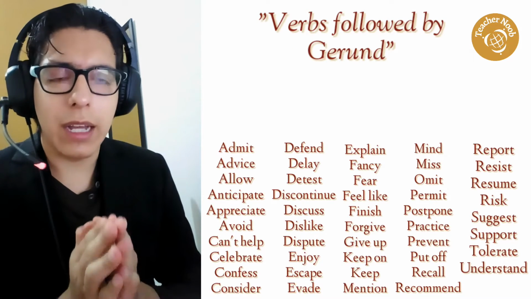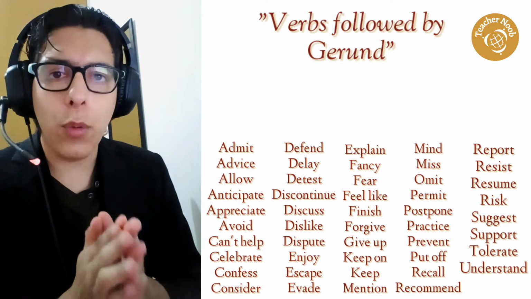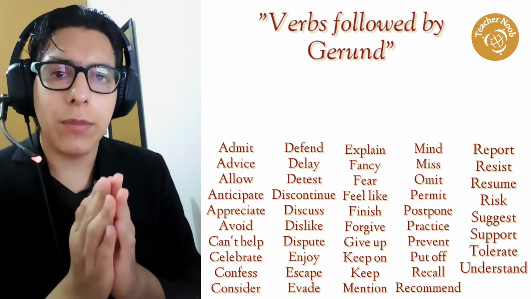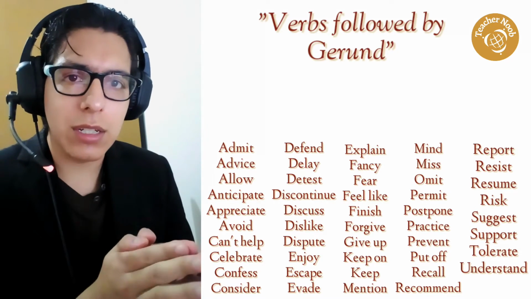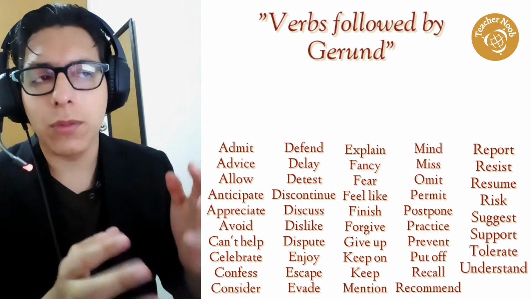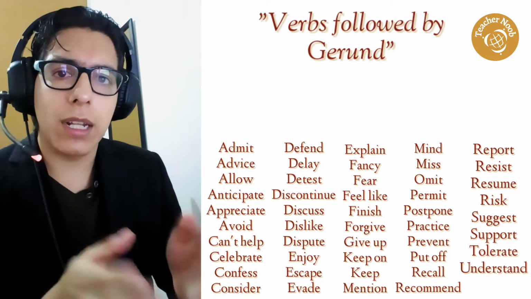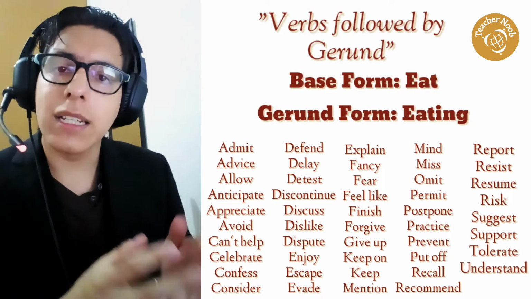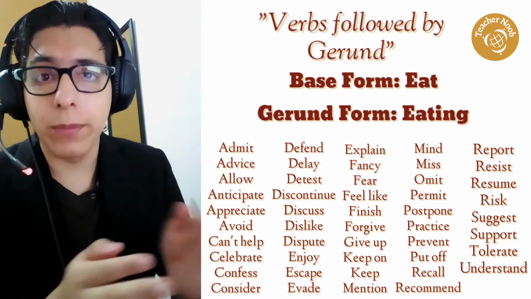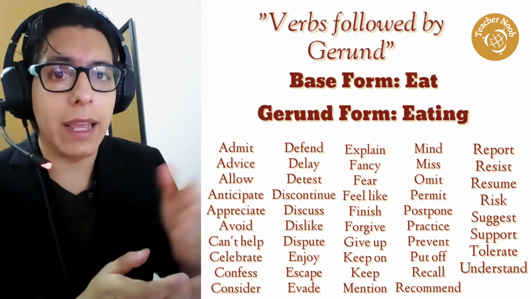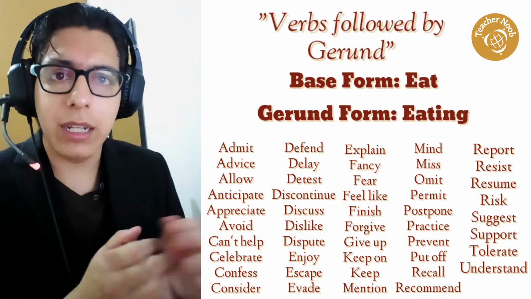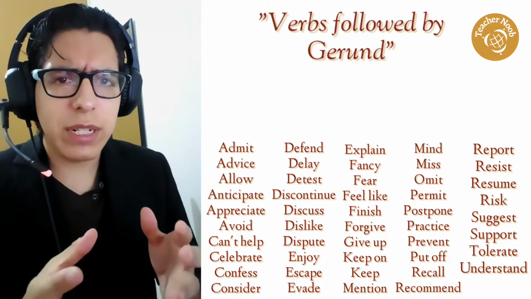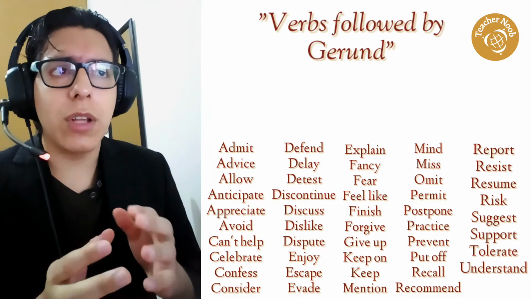Here, next to me, I am showing you a list of all the verbs that you are going to use when you are talking about verbs followed by ing, or in this case, the correct way to call it is verbs followed by gerunds. Remember that the gerund form is the ing form, for example, eat, eating, speak, speaking, work, working. Actually, the idea is really not difficult.